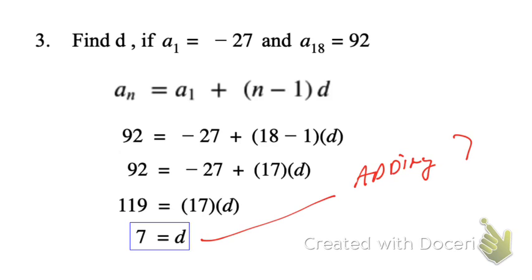Now we could have figured out that we were adding in the beginning. If our first number is negative and then we go 18 numbers out and we got a positive 92, we had to add because it got bigger.